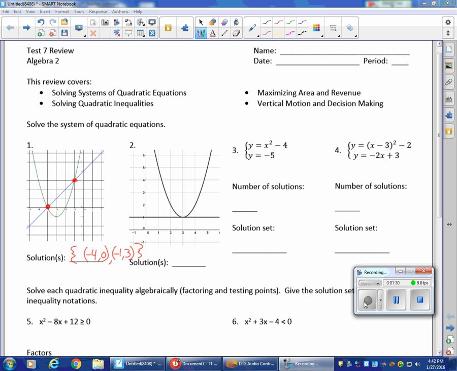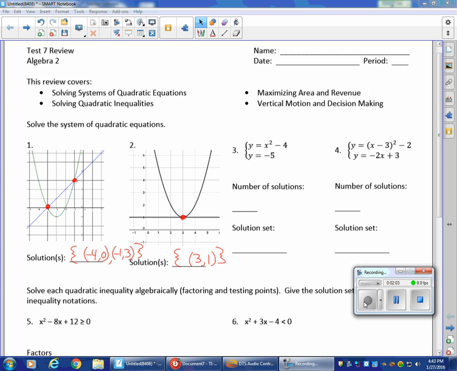Don't forget that they could have two solutions, but the line could also touch the parabola in only one location, like in the second example. And so this only has one solution, and our solution is 3, 1, our x value, our y value. Okay, as we transition to number 3 and number 4, it's going to require graphing or algebraic methods.